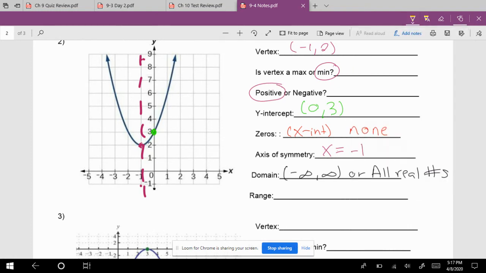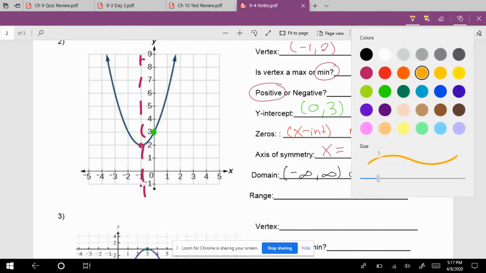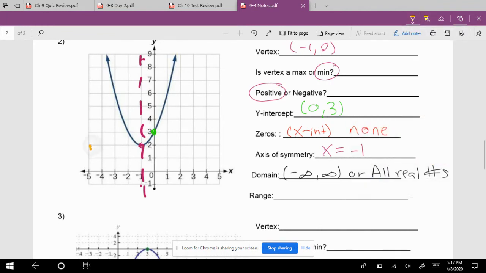Range. What is the range going to be for this one? So I'm going to draw in that line again: I don't go any lower than that orange line right there.